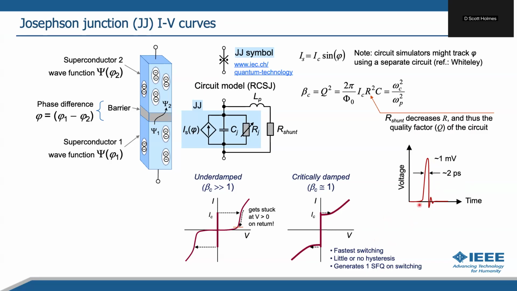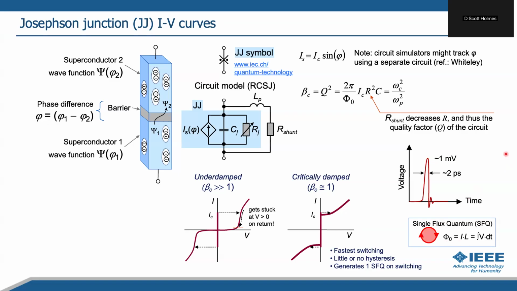And it creates a little pulse. And if we integrate over the pulse, if we integrate the voltage as a function of time, we find that that is equal to the flux quantum. So we get one flux quantum out when it switches.